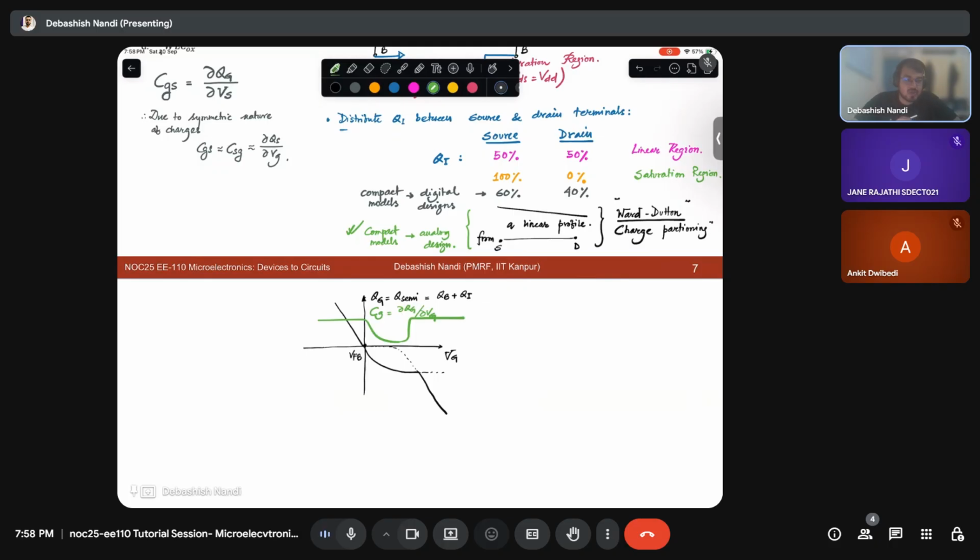Do you see why it is positive, the capacitance always? Because in this case your voltage is negative, the denominator is negative, and in this case the numerator is negative. So that is why your negative slope is getting converted to a positive value. Okay, and this value is basically your Cox dash times WL. This we have seen.